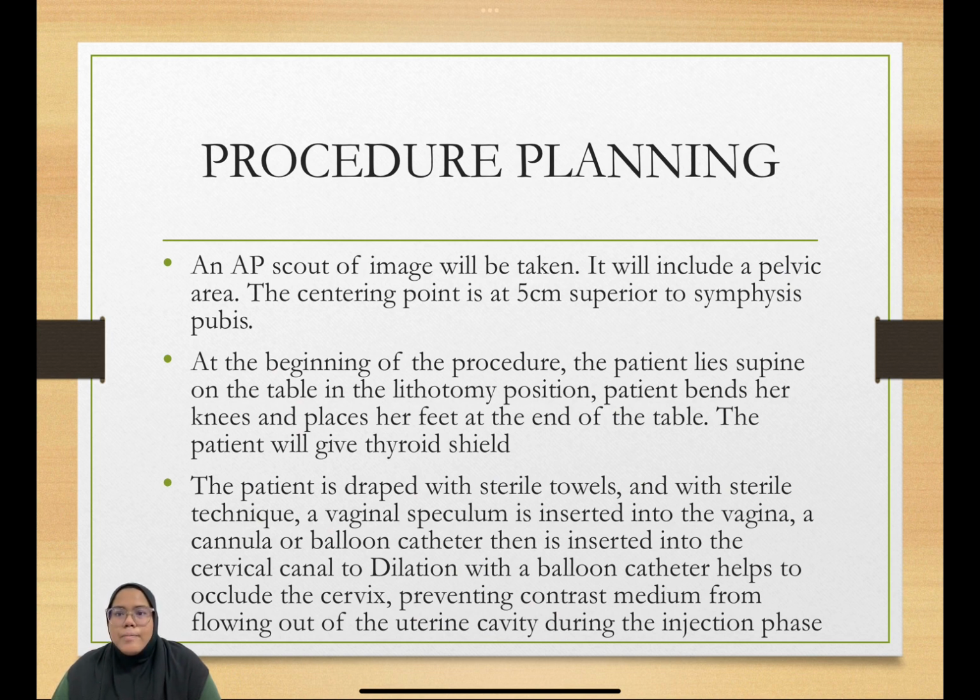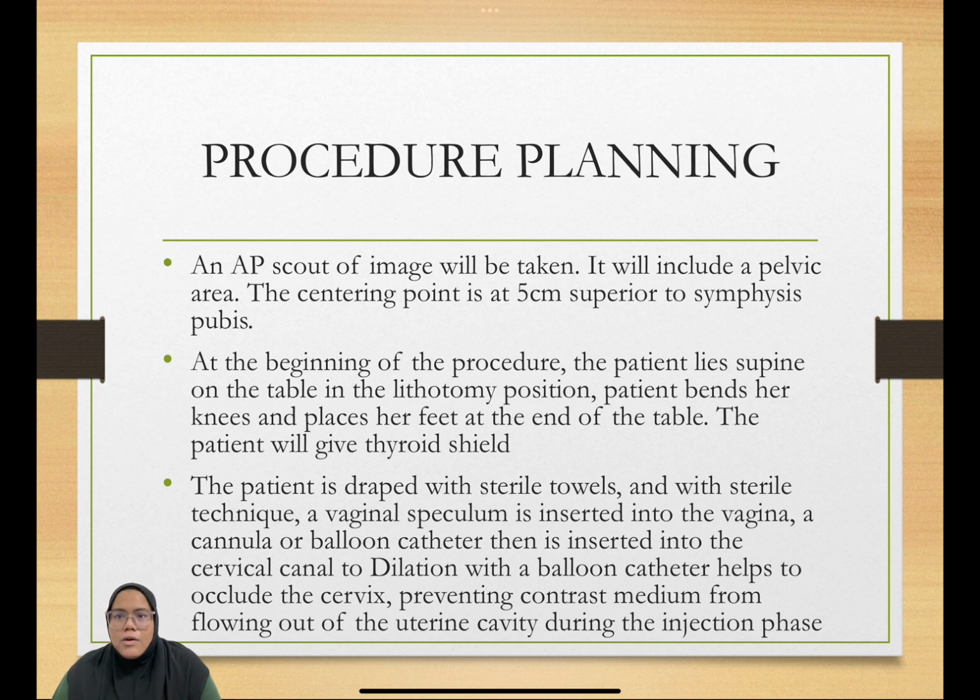The patient will bend her knees and place her feet at the end of the table. The patient will be given a thyroid shield. The patient is draped with sterile towels and, with sterile technique, a vaginal speculum is inserted into the vagina.